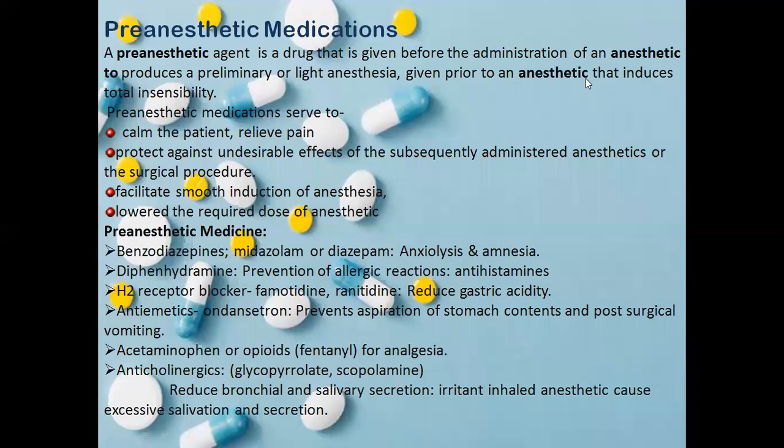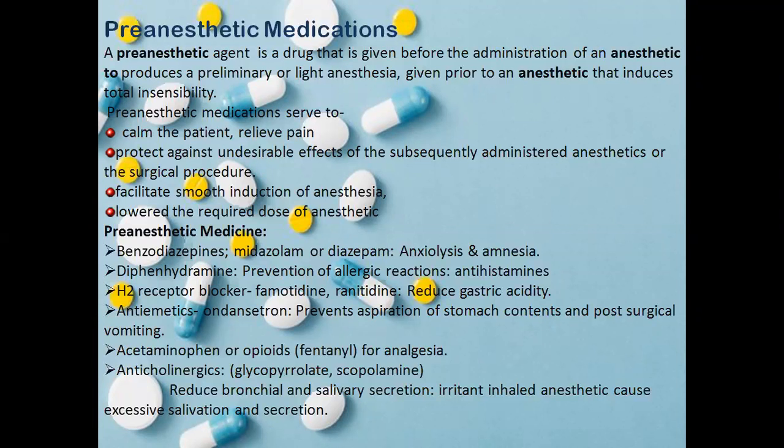Hello students, according to the anesthetic agent, now we have to learn about pre-anesthetic medication. So, what is a pre-anesthetic agent or pre-anesthetic medication? It is a drug that is given before the administration of an anesthetic to produce preliminary or light anesthesia, given prior to an anesthetic that induces total insensibility.